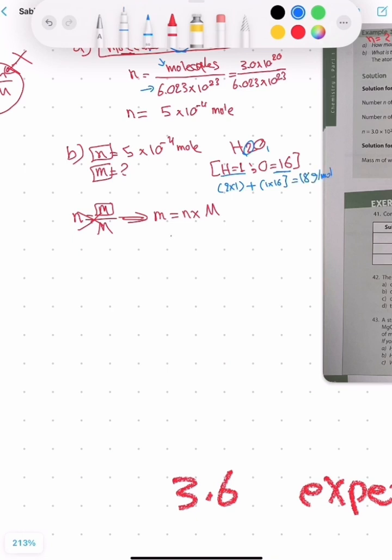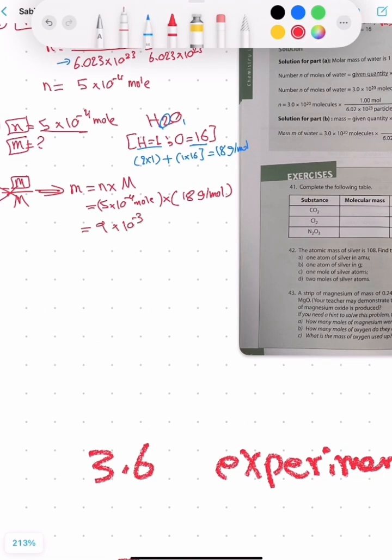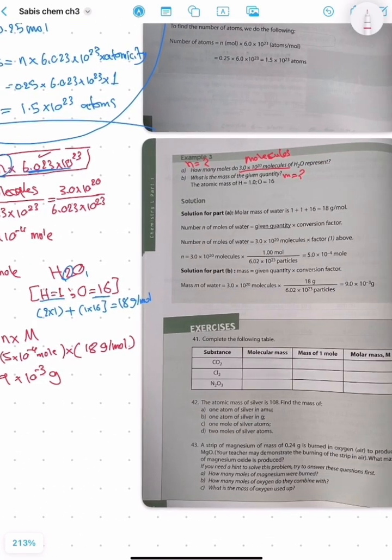Use that. So number of moles, the one we calculated in A, 5 times 10 to the power of negative 4 mole, times molar mass, 18 grams per mole. And the answer should be 9 times 10 to the power of negative 3 grams. It might be a bit confusing at the beginning, but once you have memorized the rules and practiced, it will be easy. Let's do basic questions.